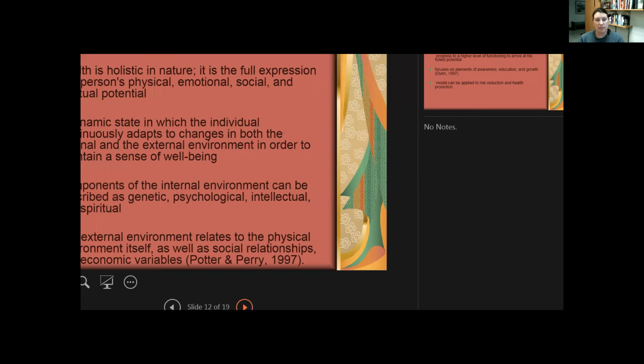Health is a dynamic state in which the individual is continuously adapting to changes in both the internal and external environments in order to maintain a sense of well-being. Components of the internal environment are genetics, psychological, intellectual, and spiritual, and the external environments relate to the physical environment itself as well as social relationships and economic variables.